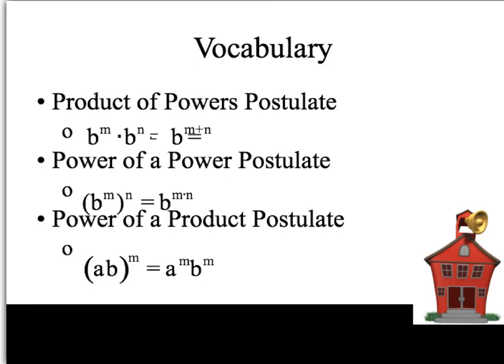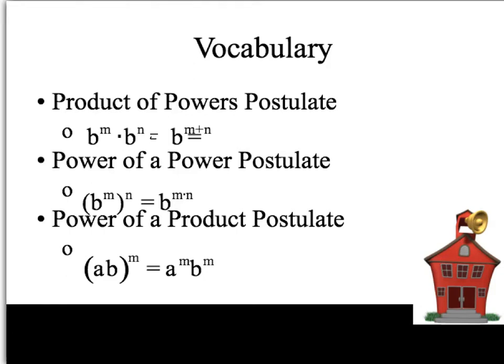On the other hand, when we have one power, like b to the m, being raised to the nth power, so one base with two exponents, that's a situation where we multiply those exponents. So b to the m and then to the n will equal b to the m times n.